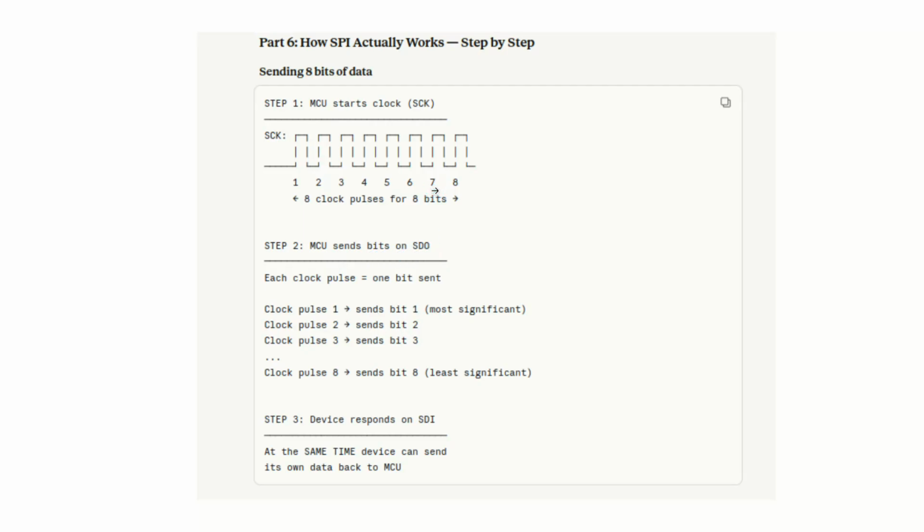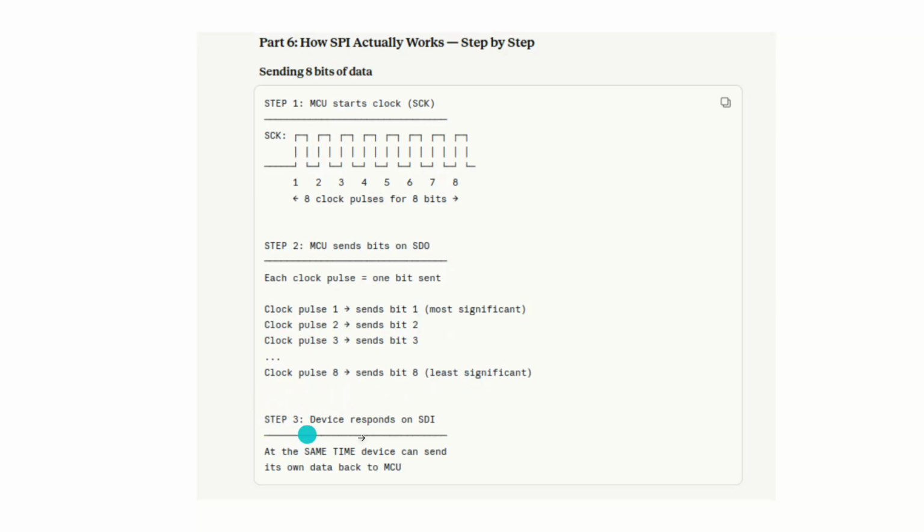Fine. Now, how does the MCU send bits? From the MCU, I'm sending 8 bits of data to the peripheral device. At each clock pulse, one bit will be sent. Clock pulse 1, send bit 1. Clock pulse 2, send bit 2, like that. Send the last bit, the least significant bit, at clock pulse 8.